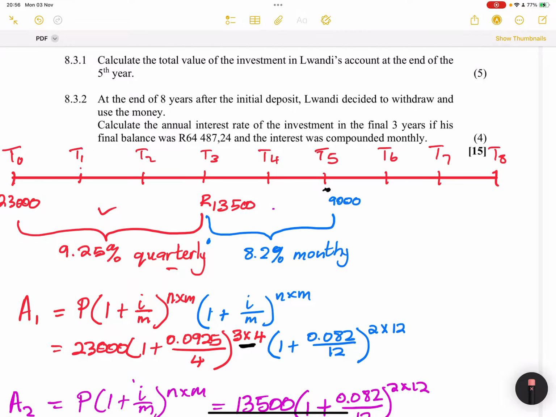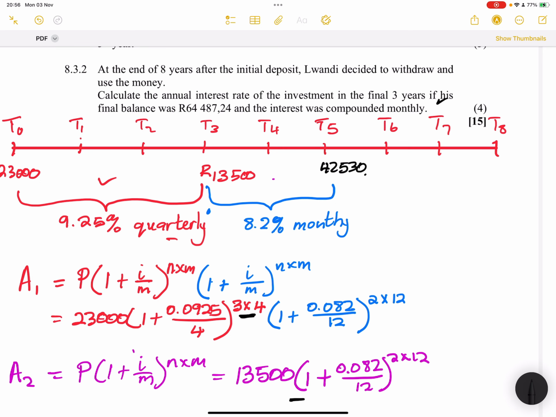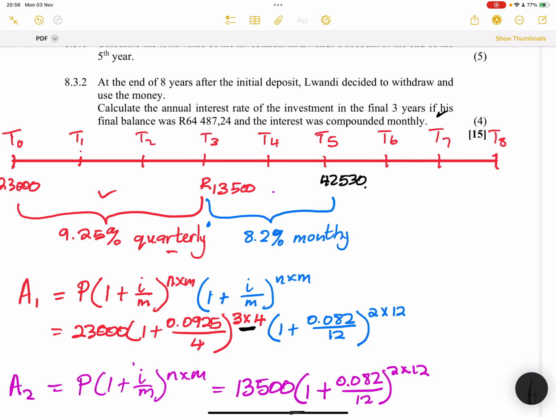Okay, I'm just going to remove this. So 42,530 and 18 cents. All right. But at the end of the term, we find that it has accumulated now to 64,487 and 24 cents. Right. So let's go for it.